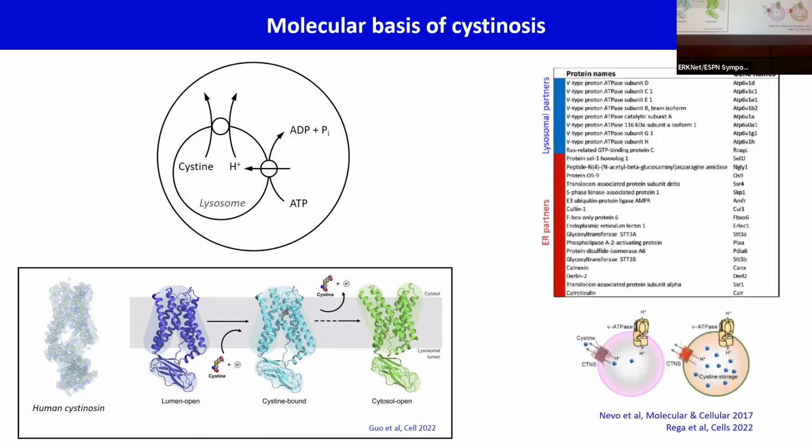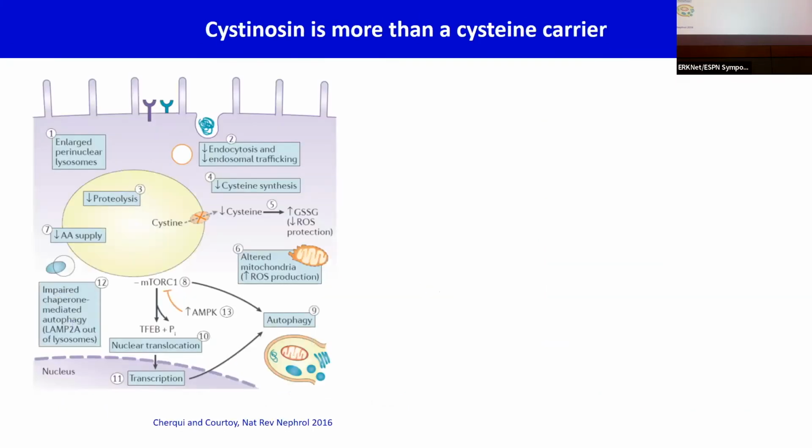What is more important is that we have also learned that cystinosin interacts with many other proteins, and these involve the proton ATPase, but also a number of other proteins in the cytosol. And it's probably because of that cysteamine is not sufficient to treat the disease completely. And so there are very different aspects of the disease which have been uncovered over the past, I would say, 10 to 20 years.